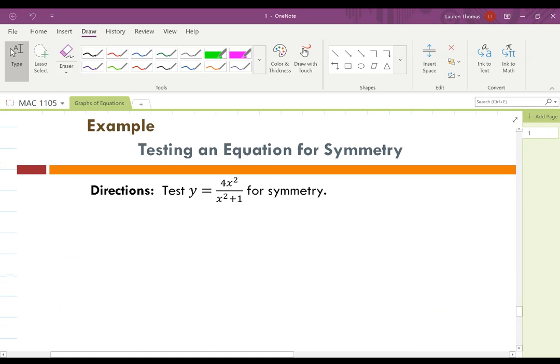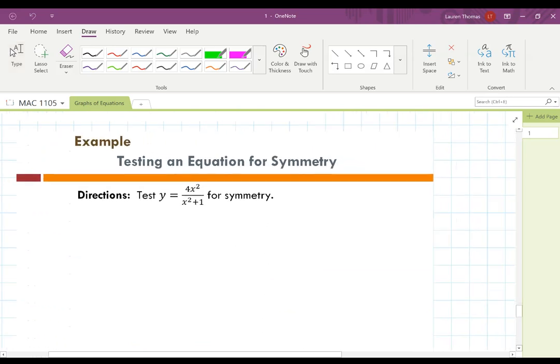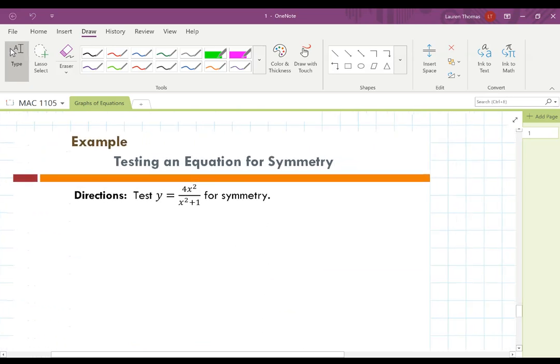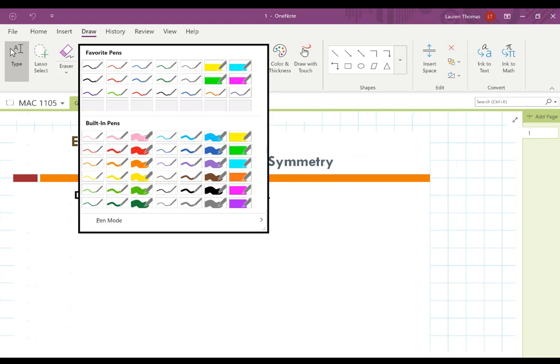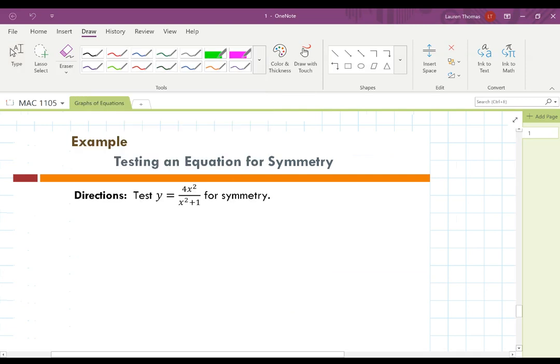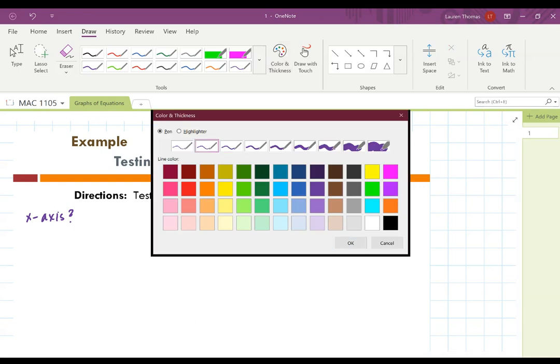So this problem says test an equation for symmetry. And it says test y equals 4x squared over x squared plus 1 for symmetry. Okay. So like I said, it does not matter the order in which you do the test, but I'm going to go ahead and follow those steps that they gave us. So I'm going to see if my graph is symmetric with respect to the x-axis first. Okay. So remember, if you're testing for that symmetry, you are going to plug in.